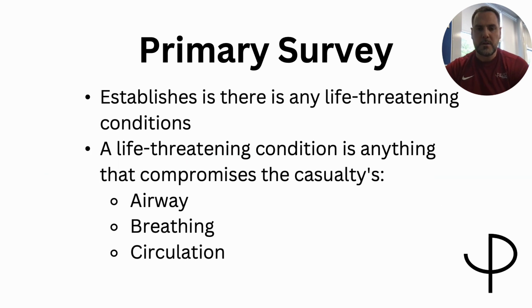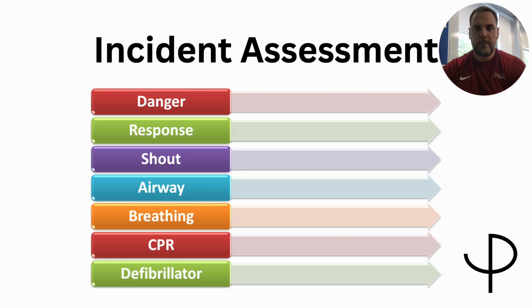As we've already mentioned in one of the other modules, the primary survey establishes if there's any life-threatening conditions to the casualty. A life-threatening condition is something that compromises either the casualty's airway, their breathing or their circulation. The doctor's ABC is a process that first aiders can follow, and it doesn't really matter what the incident is that you come across, you can always follow this process.